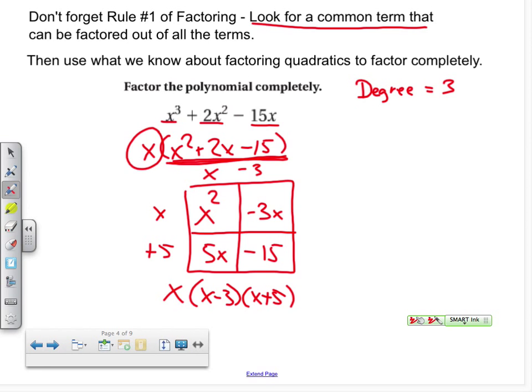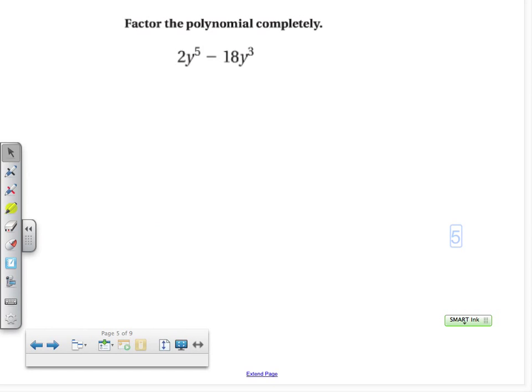Now I said the degree was 3, so you may have 3 factors. Our 3 factors are 1, 2, 3 right there. You'll never have more than your degree. Right? So factor this completely. Now we could have up to 5. Not guaranteed to have 5, but there could be up to 5.